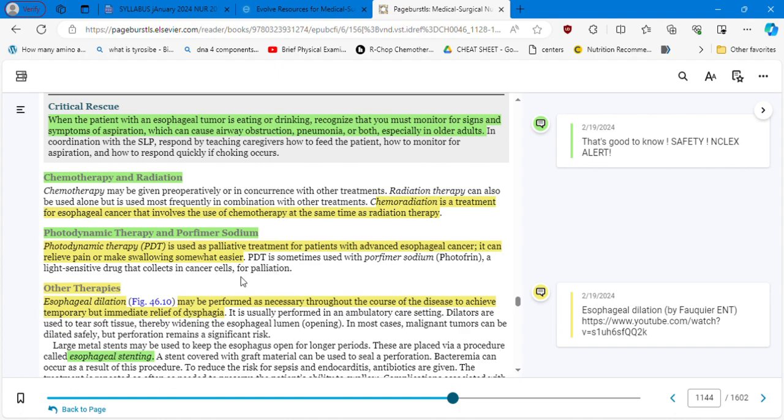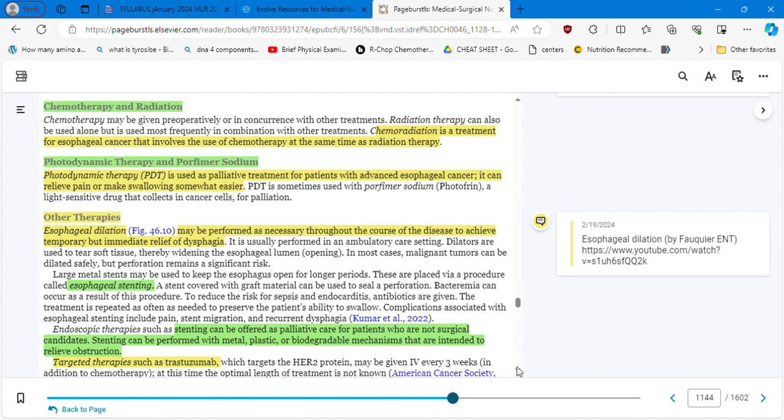Okay. Chemotherapy and radiation. Chemoradiation is a treatment for esophageal cancer that involves the use of chemotherapy at the same time as radiation therapy. Photodynamic therapy and porfimer solution, we spoke about this, is used as palliative treatment for patients with advanced esophageal cancer. It can relieve or make swallowing somewhat easier. That's the photodynamic therapy. We saw the video, right?